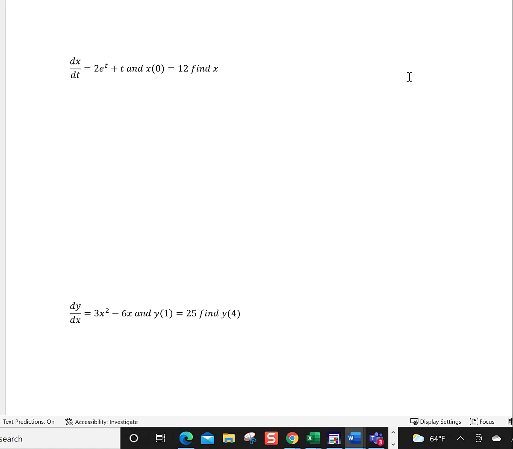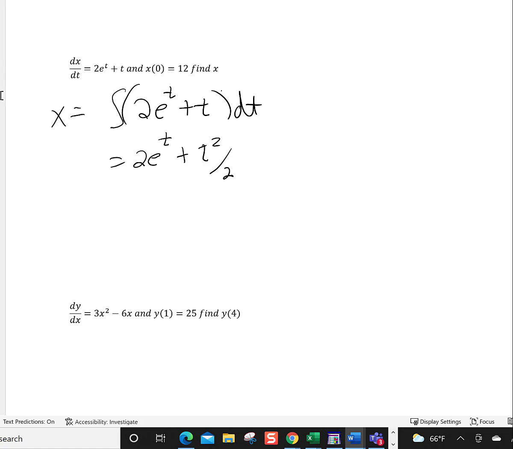Let's try that with a different notation. So here I have dx dt is 2e to the t plus t, and x of 0 is 12. We want to find x. In this notation, I am integrating, and that integration will give me x. So I'm going to get x. I have 2e to the t plus t, and this is going to be dt. So I'm integrating with respect to t. So 2e to the t is still 2e to the t. T is t squared over 2, and this is going to give me x.